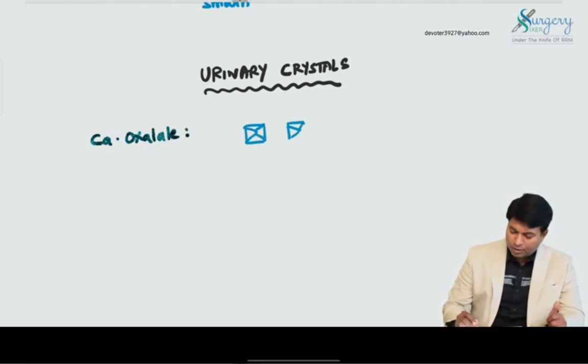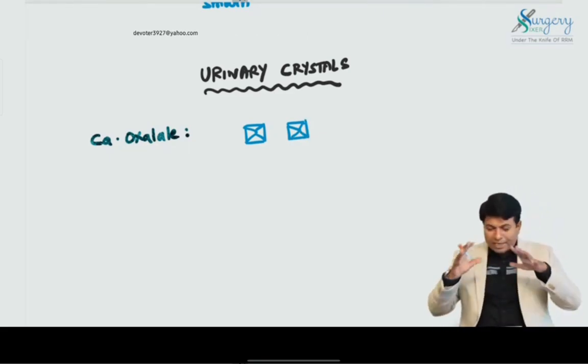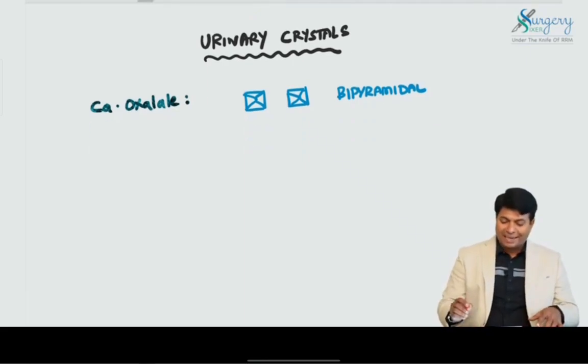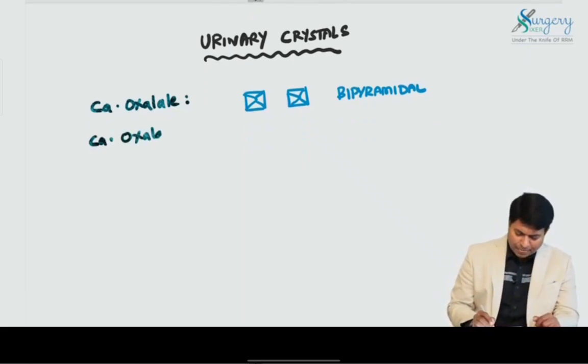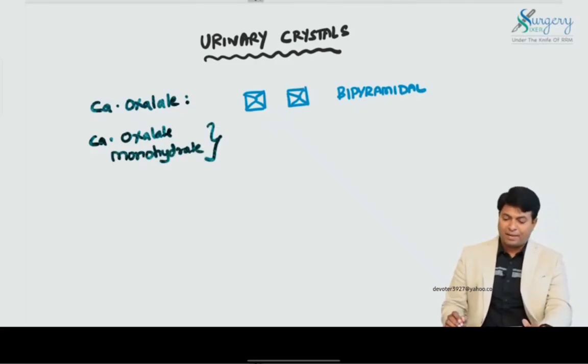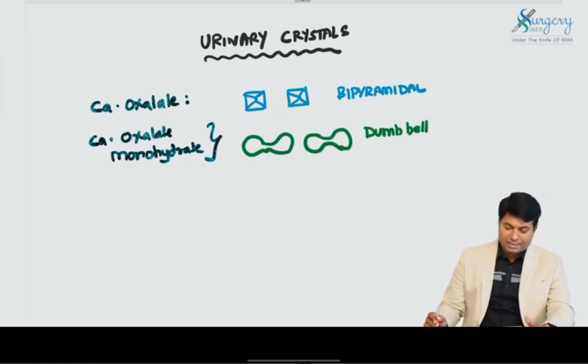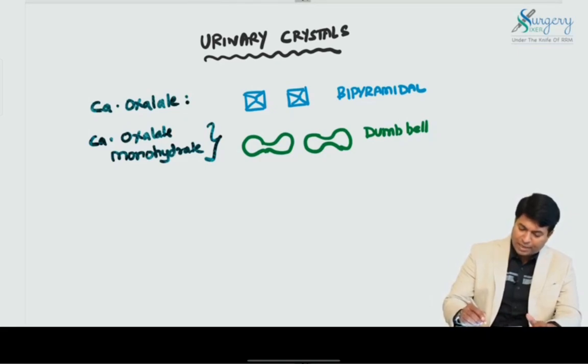This is the crystal seen in calcium oxalate. What is this appearance? It looks like a bipyramidal crystal. Calcium oxalate stones look bipyramidal. Sorry, calcium oxalate dihydrate is bipyramidal. Calcium oxalate monohydrate will have this appearance, known as dumbbell-shaped crystals. Dumbbell-shaped crystals are seen in calcium oxalate monohydrate stones.